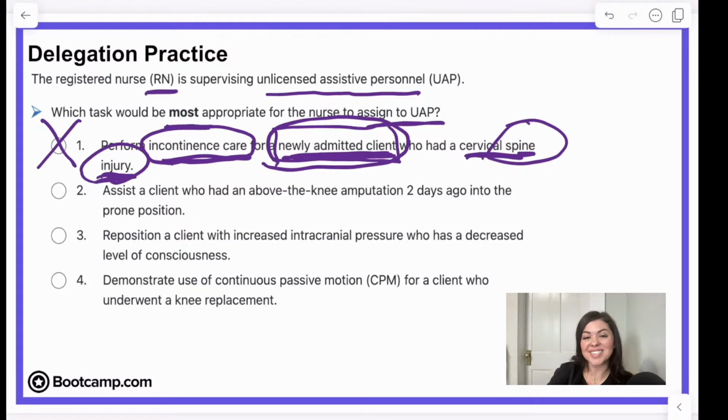So a lot of you guys are saying you want option 2 to be the correct answer. And I might agree with you, but let's talk a little bit more about why. So we have a client with an above-the-knee amputation, aka 2 days ago, and they need to be positioned in the prone position. So bonus question, why do you guys think we need to go ahead and reposition somebody following an above-the-knee amputation into the prone position?